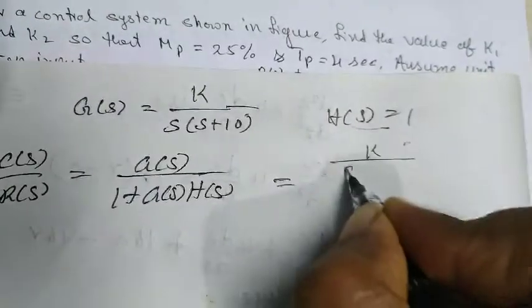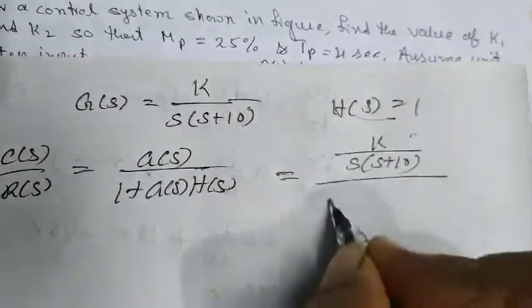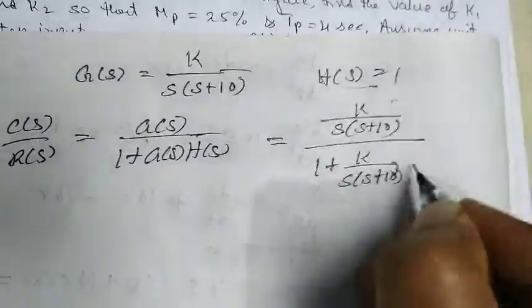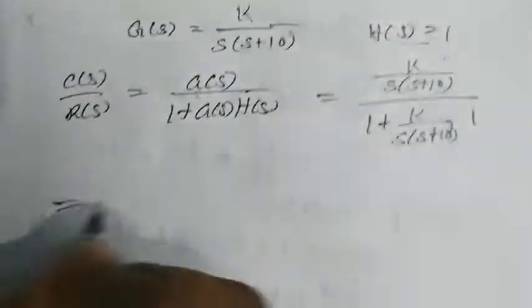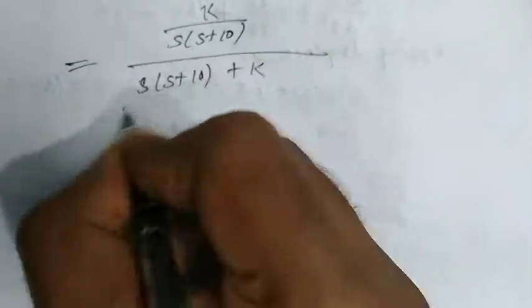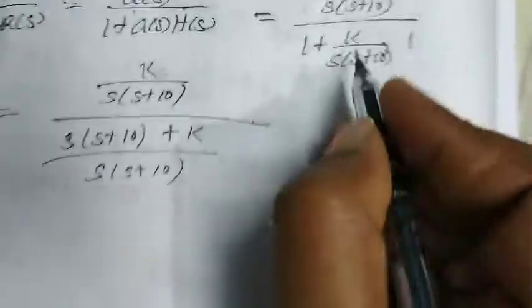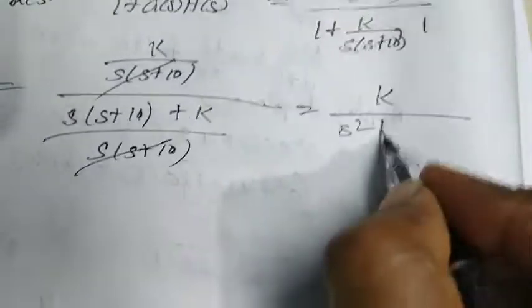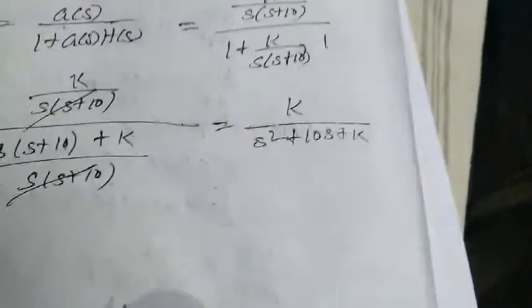So substituting these values in the closed loop transfer function, I'll get k by s into s plus 10 divided by 1 plus k by s into s plus 10, H of s is 1. So taking LCM, I'll get k by s into s plus 10 in the numerator, and in the denominator s into s plus 10 plus k by s into s plus 10. I'm taking LCM here. So this gets cancelled and what remains is k by s square plus 10s plus k.